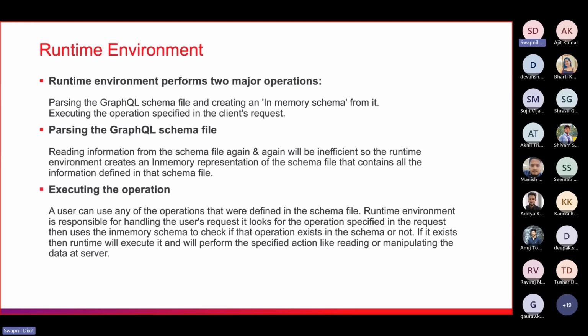Executing the operation. A user can use any of the operations that were defined in the schema file. The runtime environment is responsible for handling the user request. It looks for the operation specified in the request and then uses the in-memory schema to check if that operation exists in the schema or not. If it exists, then the runtime environment will execute it and will perform the specific action, like reading or manipulating the data itself. We'll look into this in more detail in the upcoming slides.